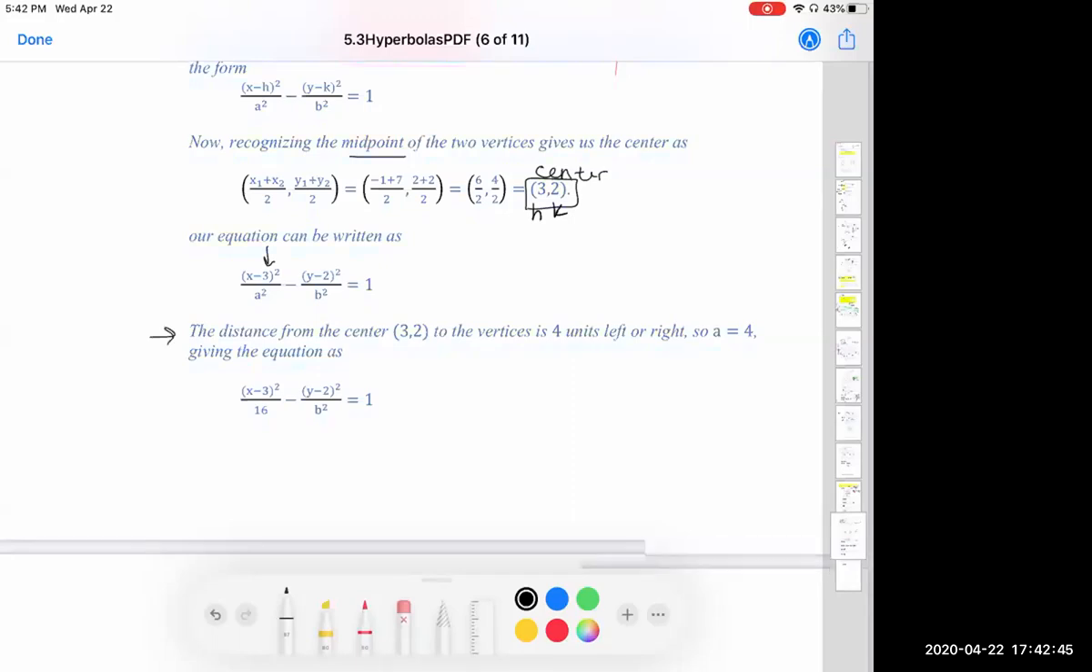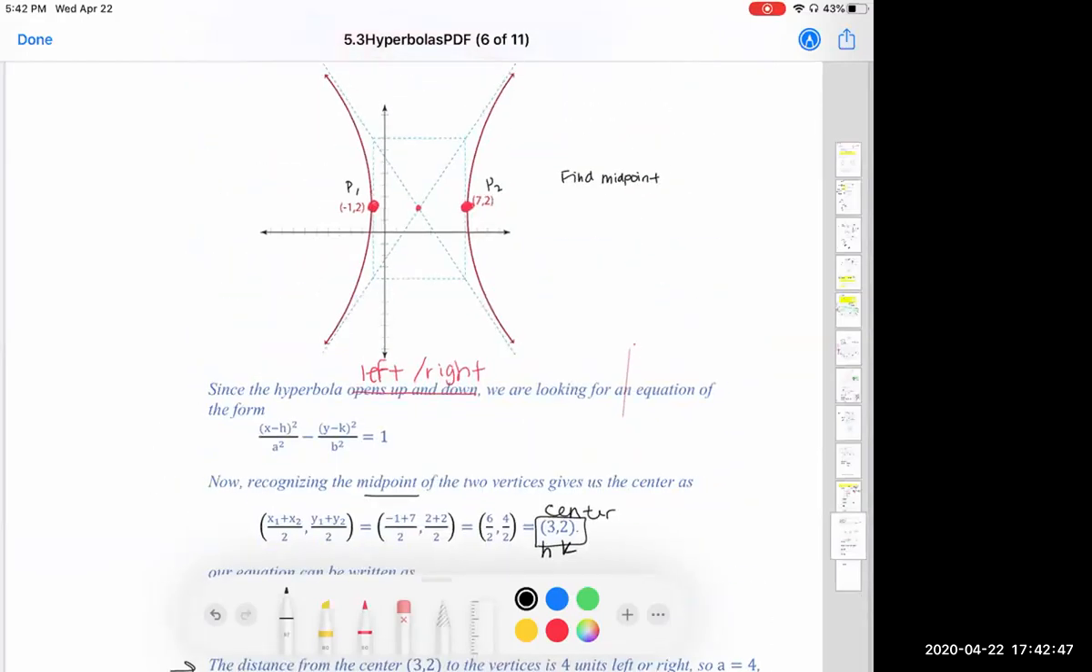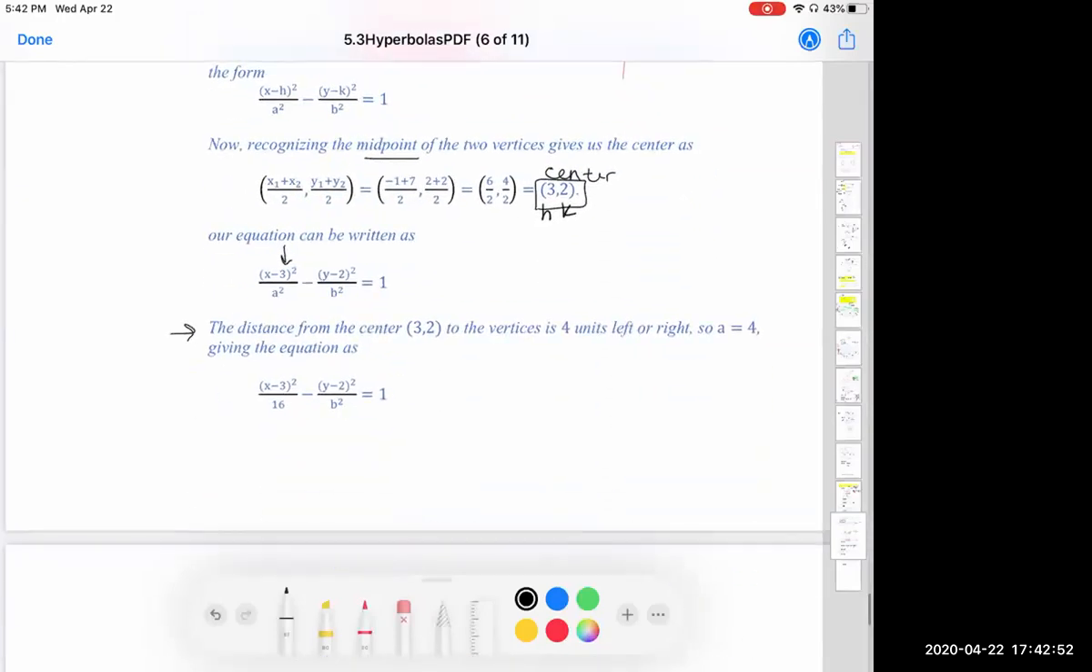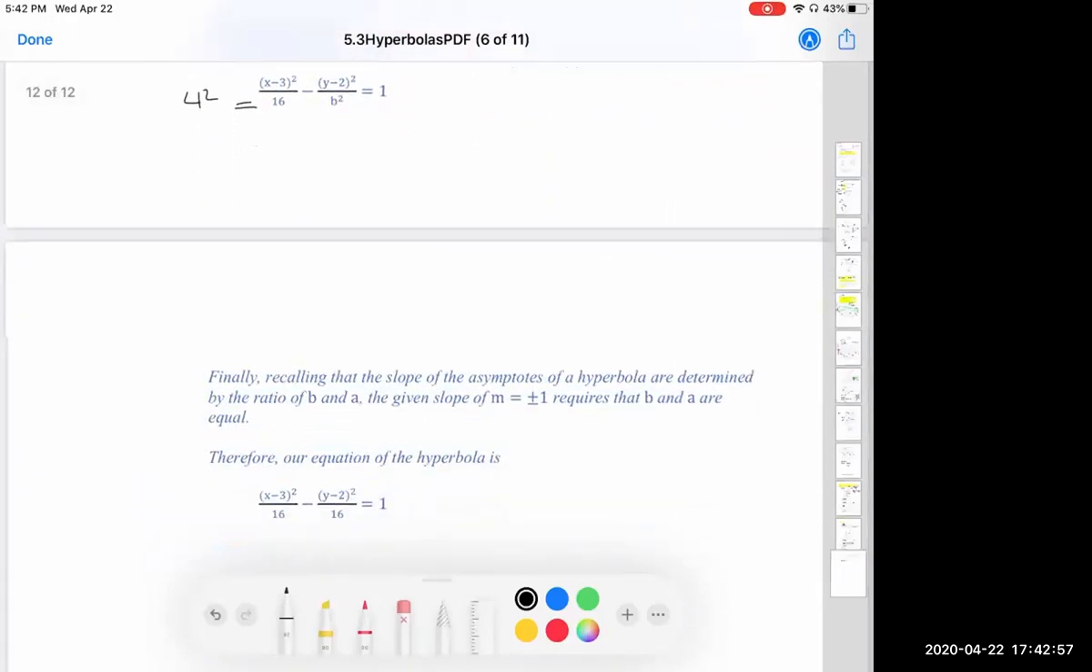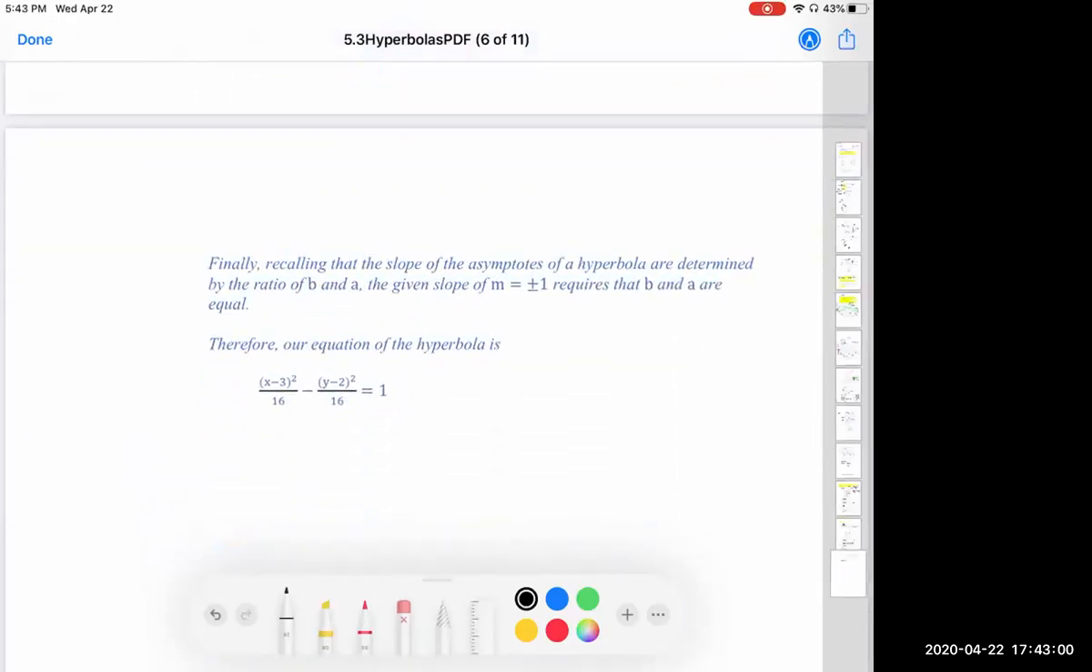So what it's saying here is we know our vertices, from here to here, it's 4 units. So therefore, we write a 16. This 4 squared gives us that 16. Finally, recalling the slope of the asymptote of a hyperbola is determined by the ratio of b and a, given the slope m is equal to plus or minus 1 requires b and a are equal. Therefore, the equation of the hyperbola has a 16 in both denominators. This is our final answer.